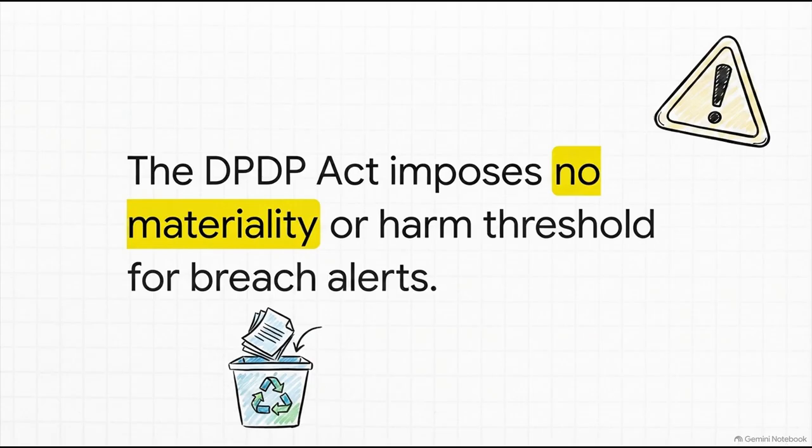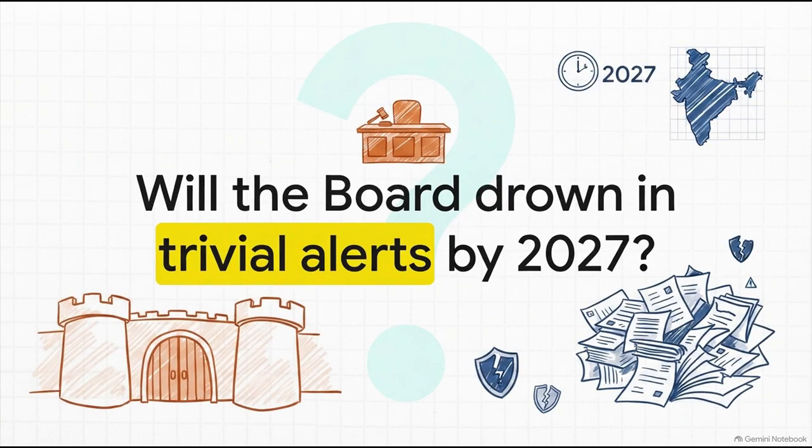If a bank employee accidentally CCs instead of BCCs an email newsletter, exposing a few client email addresses, breach. Or if an HR manager leaves a printed employee roster sitting on a public desk in the lobby, breach. Even if these slip-ups cause literally zero financial harm to the data principal, under a strict reading, they trigger a mandatory federal reporting requirement.